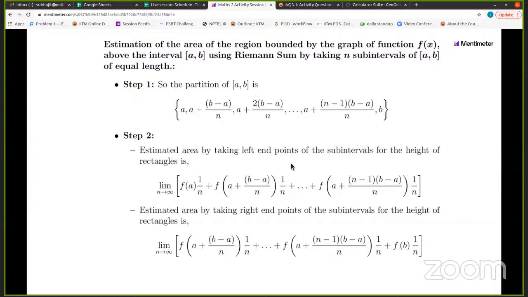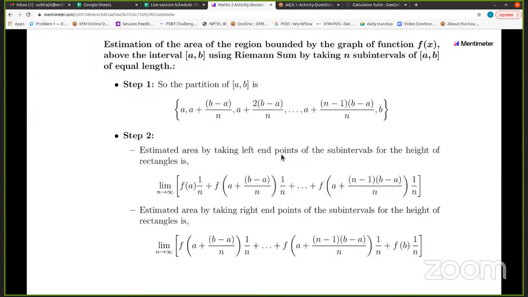Now what is the meaning of estimating area by taking the left endpoint? There we can do many things. We can take the left endpoint, the right endpoint, or any midpoint, taking the value of the function at the midpoint. And if we complete the rectangle, the area is basically length into breadth, which gives us a value for each one.